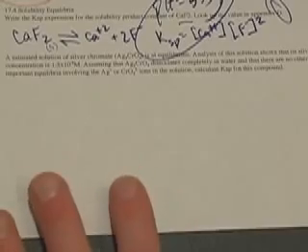Second question says, a saturated solution of silver chromate is at equilibrium. Analysis of the solution shows that its silver ion concentration is 1.3 times 10 to the negative 4th. Assuming that Ag2CrO4 dissociates completely in water and that there are no other important equilibria involving silver or chromate ions in solution, calculate the Ksp for this compound.